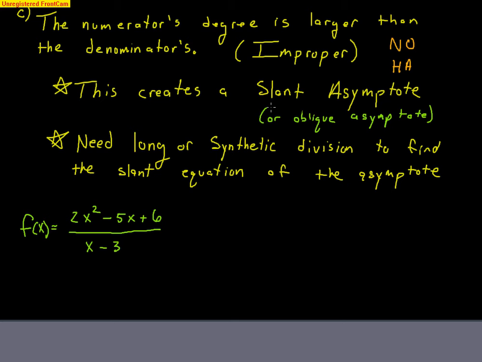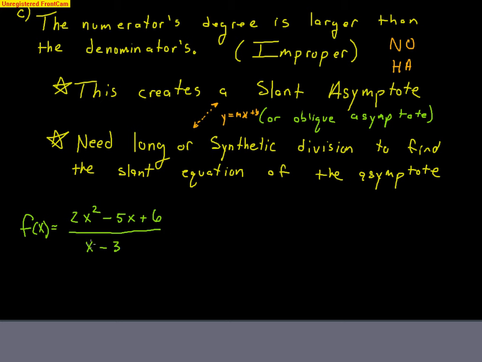This creates a slant asymptote. This is actually a line that is slanted that you cannot cross. It's not vertical, it's not horizontal, it's slanted. Some books call them oblique asymptotes. Oblique is just a fancy word for slant. To find the slant asymptote, you need long or synthetic division to find the equation of this asymptote, because this is a y equals mx plus b equation. You remember that? y equals mx plus b is the equation of a straight line.